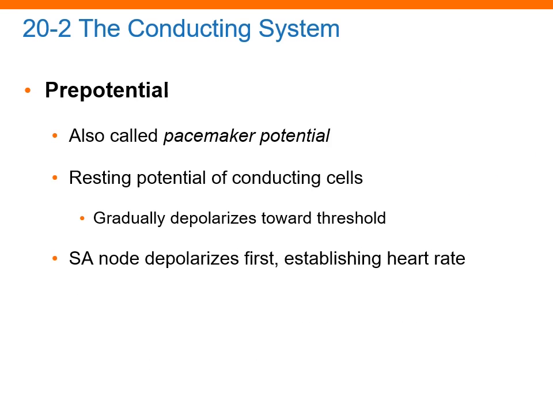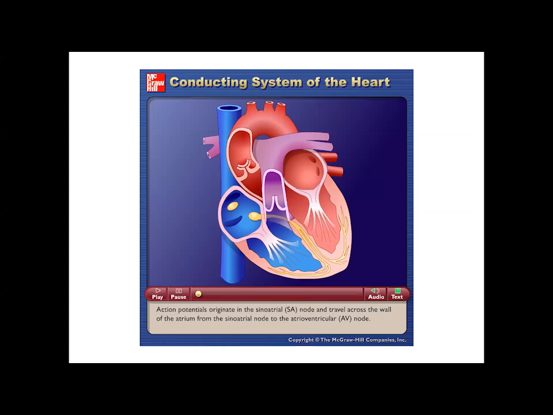So there's something in the electrophysiology called the prepotential, that's also called the pacemaker potential. It is basically the resting potential of the conducting cells, which gradually depolarizes towards threshold. So the SA node depolarizes first and then establishes, as I said, the heart rate.